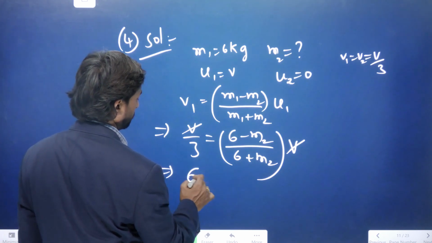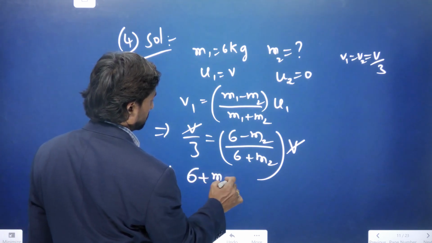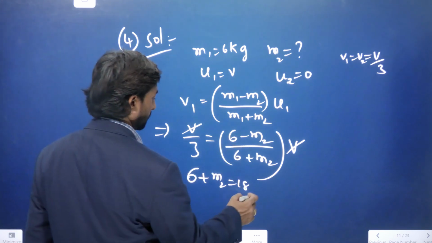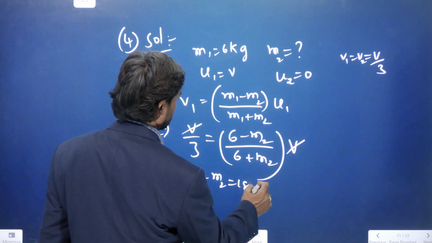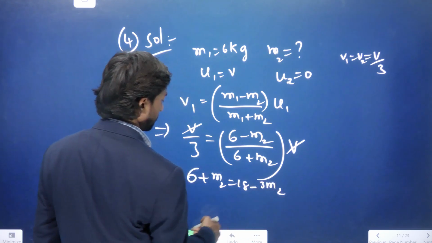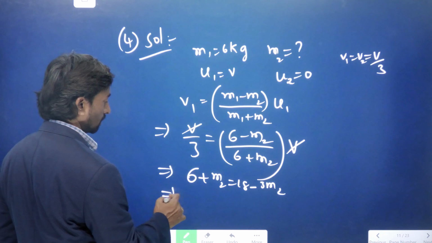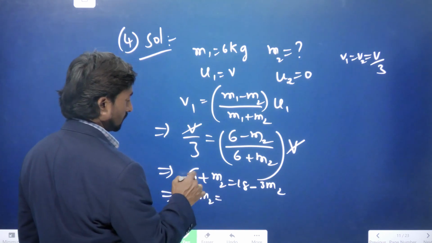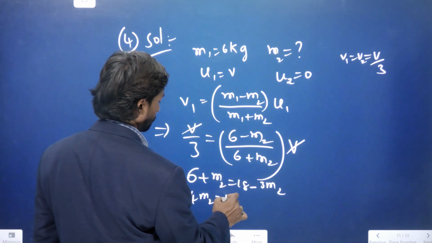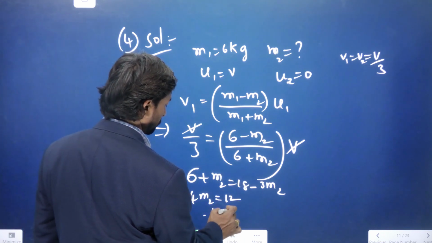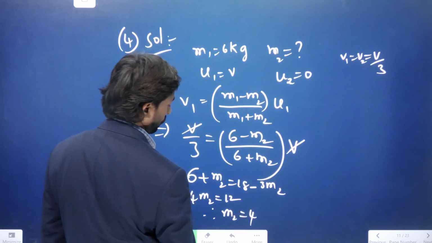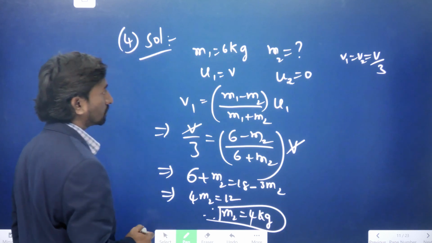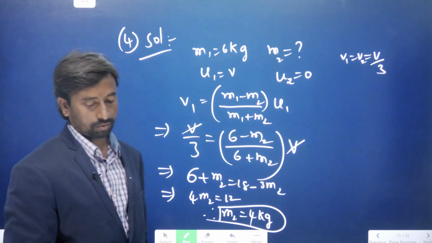If you do cross multiplication, 6 plus m2 is equal to 3 into 6 minus m2, that is 18 minus 3 m2. You bring this m2 over and send the 6 to the other side. So it will become 4 m2 equals 12. Therefore m2 is equal to 3... sorry, how much do you get there? It is 4 kg. m2 will be the 4 kg mass. So like this we can find it out.